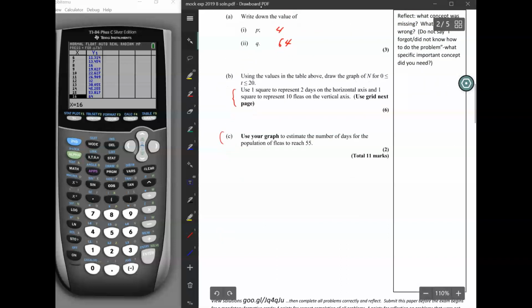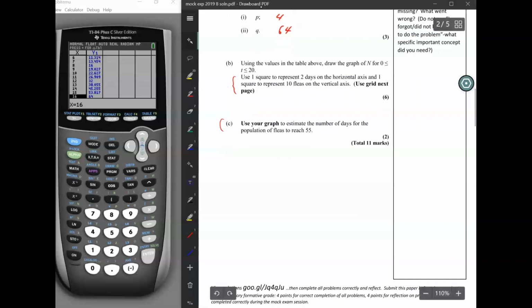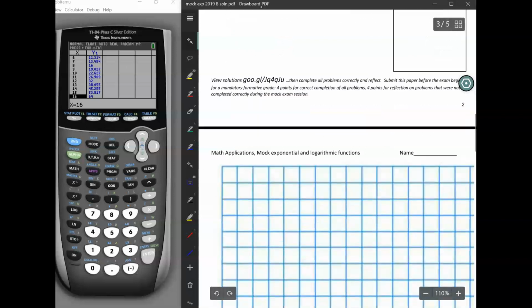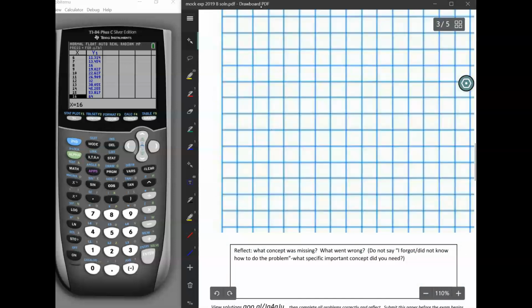They gave us grid paper on the next page. So they said to use 1 square to represent 2 days on the horizontal axis and 1 square to represent 10 fleas on the vertical axis. So we're going to divide everything up here. So they said on the x-axis, we are going to use 2 days per square. So I'll count by 2's here.